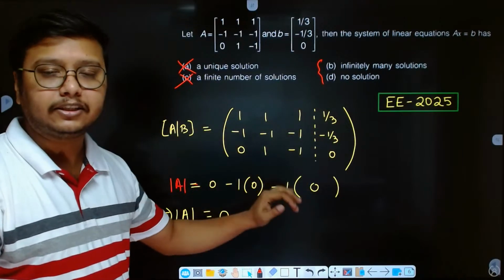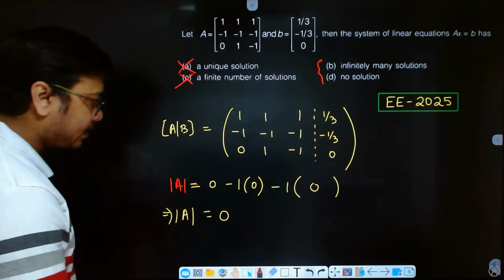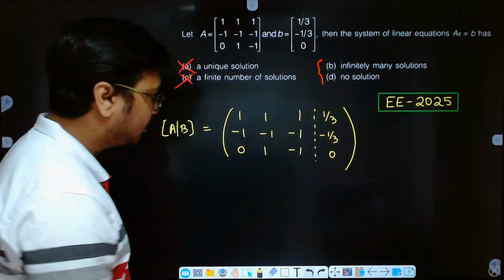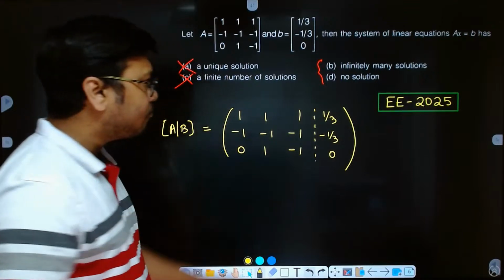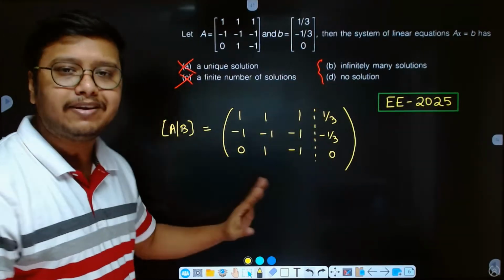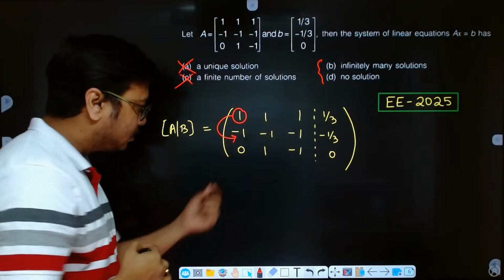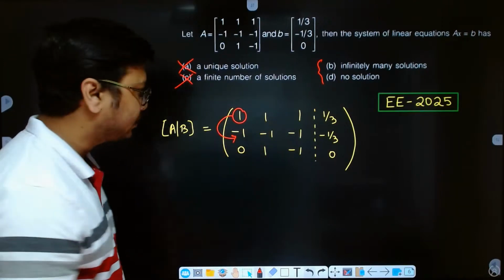For that, we just need to find the rank of the matrix. From the determinant, we have figured out that unique solution is out of the scenario. Now for infinite or no solution, the only way is to find the rank. So with the help of this one, we'll make this position 0. The one below it is already 0, so nothing needs to be done.